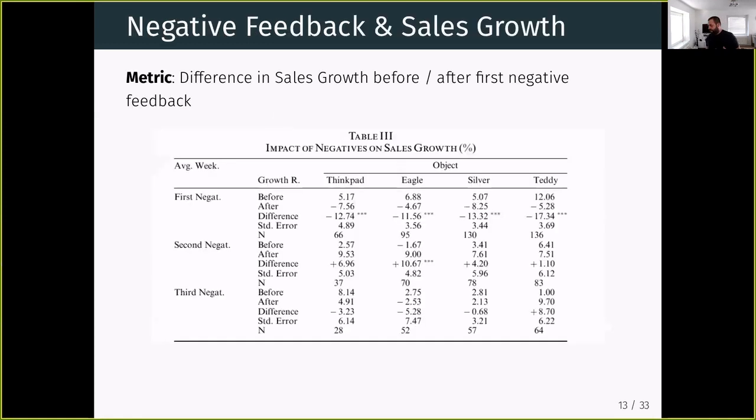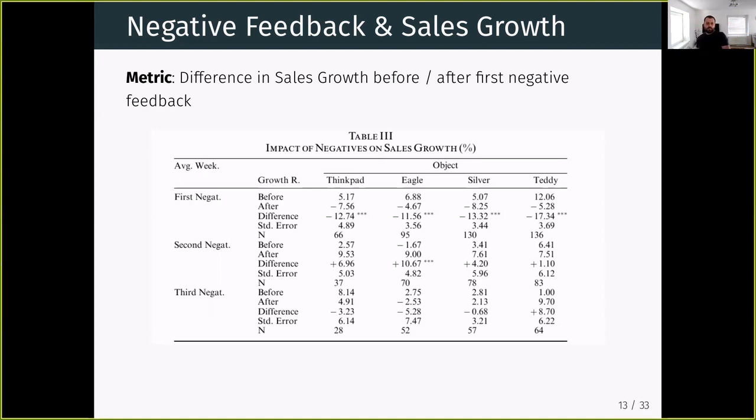So I think a more convincing way of thinking about how negative reputation might be impacting sales is what they do in table 3, where in the paper they're going to say, how does my sales growth evolve before I get my first ever negative comment, and compare that to after I get my first negative comment, what happened to sales? Growth, sales growth, not quantity, but growth in sales.